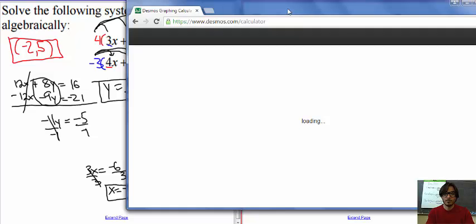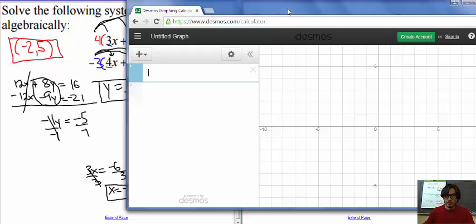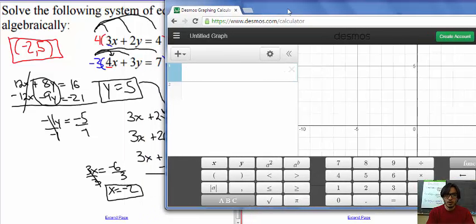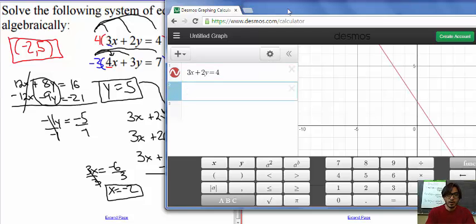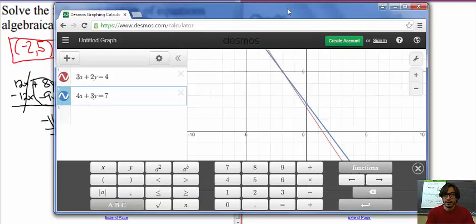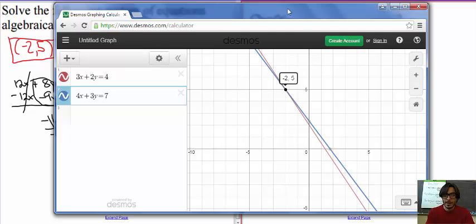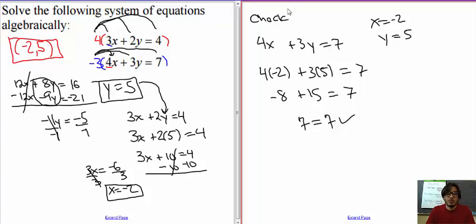Let's give it a minute to load. Alright, so the first equation was 3x plus 2y equals 4. So it's that line right there. And the second equation is 4x plus 3y equals 7. So it's that line there. Now, where do you think they're going to intersect? They're going to intersect right over here at -2, 5. That's the point we had found earlier. So the solution is basically the point of intersection of the two lines. All right, that wasn't necessary for this problem, but just to give you some food for thought.